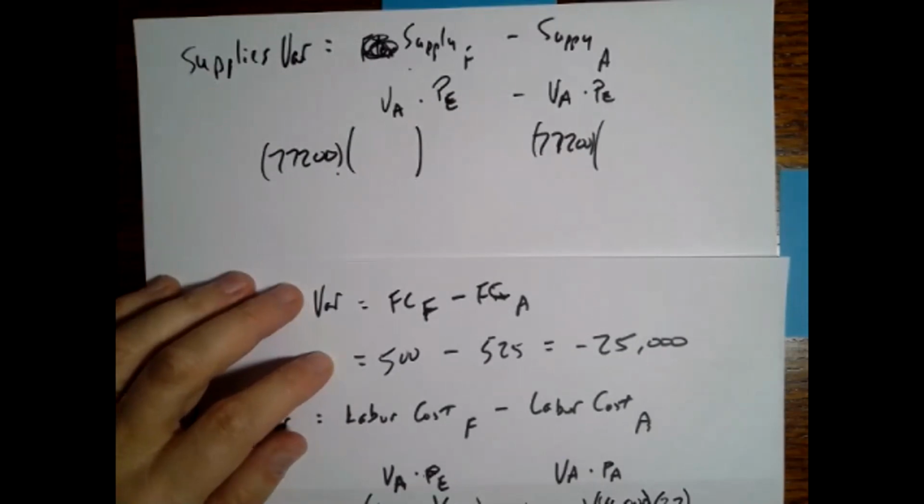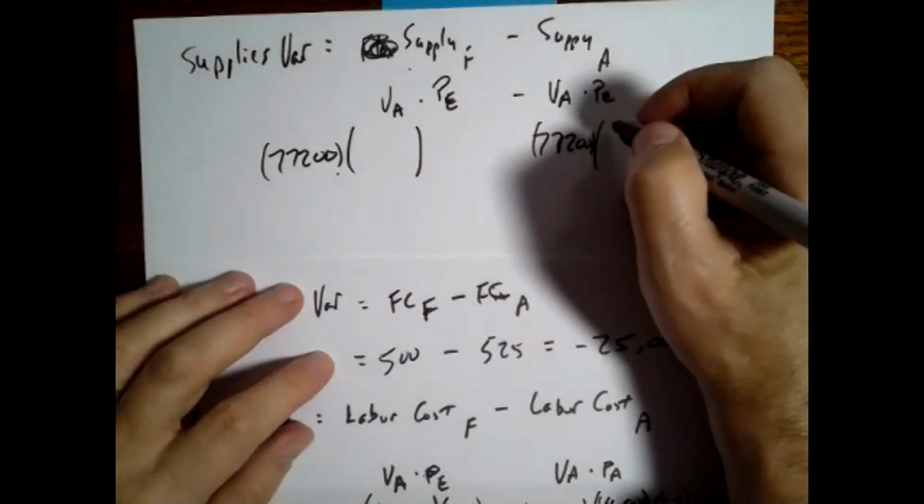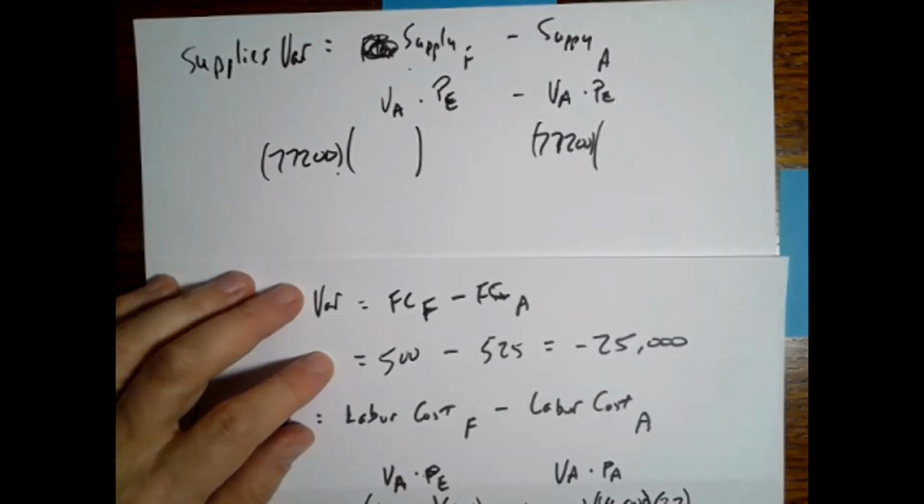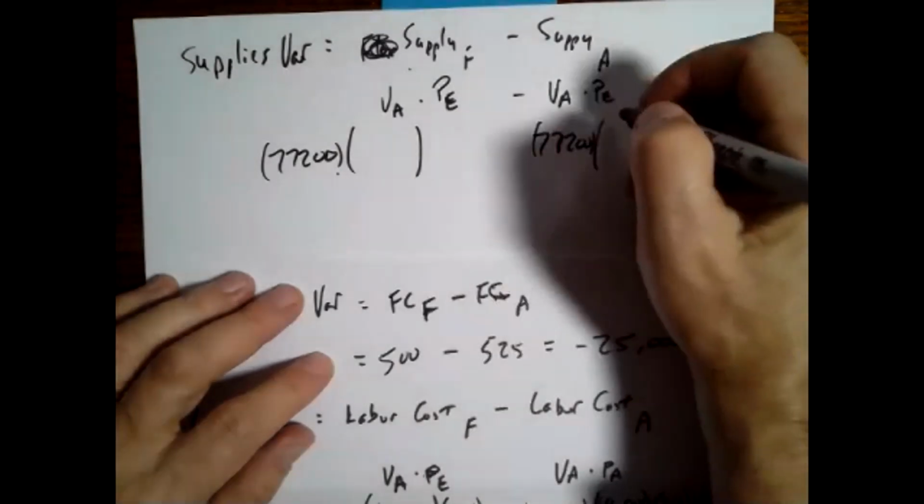So the actual utilization, or number of units of supply per visit, was, we had 90,000 units.